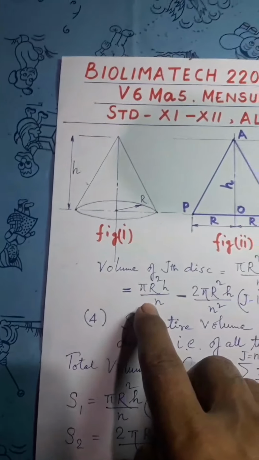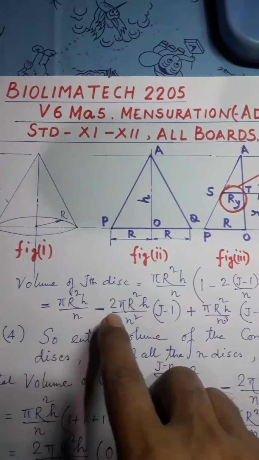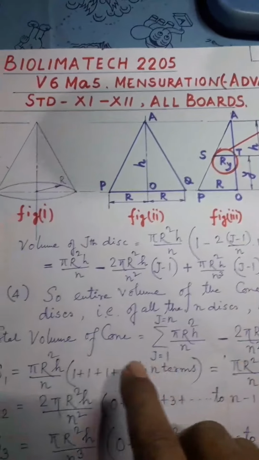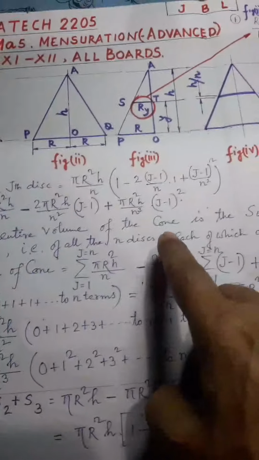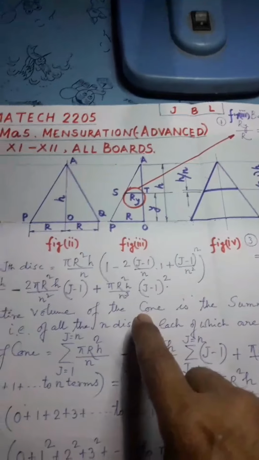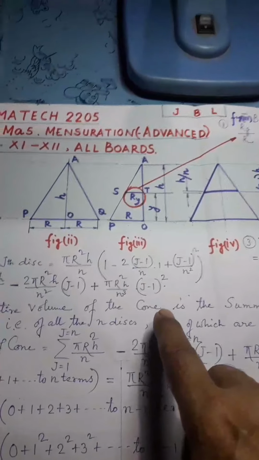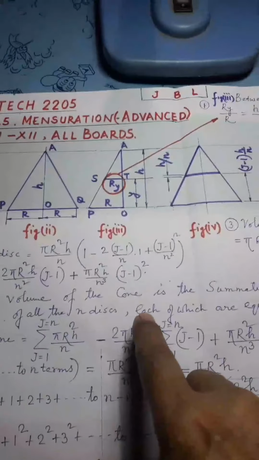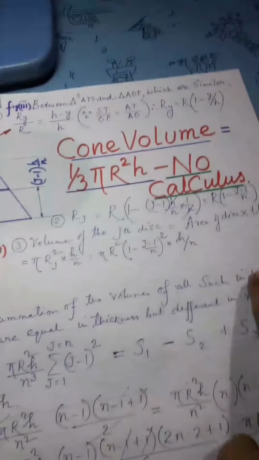So far we have found out the volume of the jth disk. So the entire volume of the cone will be the summation of the individual volumes of all such individual disks, that is total n number of disks, each of which are equal in thickness but are different in radius.